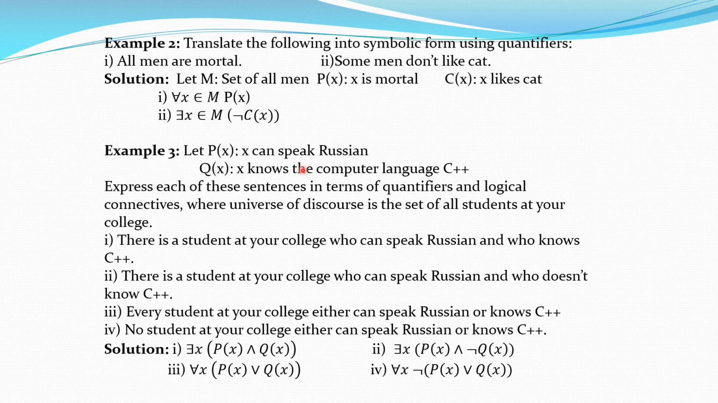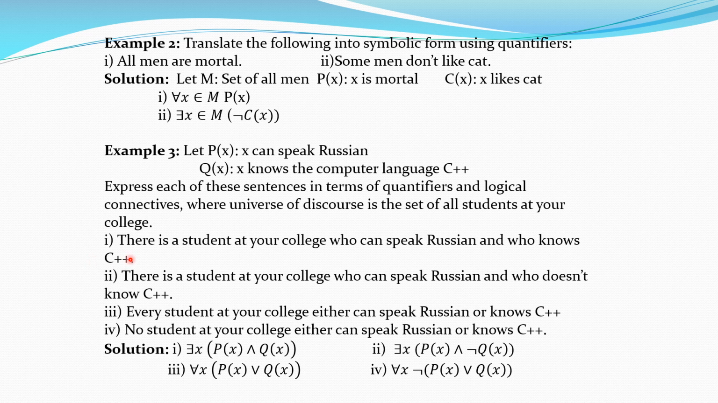Now see third example. Let Px be x can speak Russian, Qx be x knows the computer language C++. Now here some statements are given. Now using quantifiers and logical connectives, we have to express it in symbolic form. Now here the domain is given as set of all students at your college. Now see the first statement. There is a student at your college who can speak Russian and who knows C++.